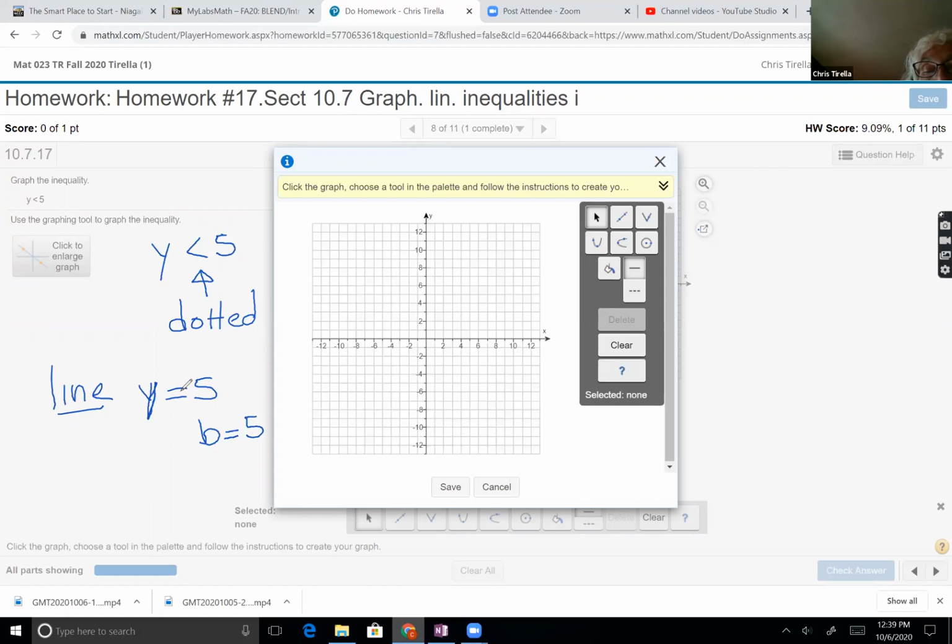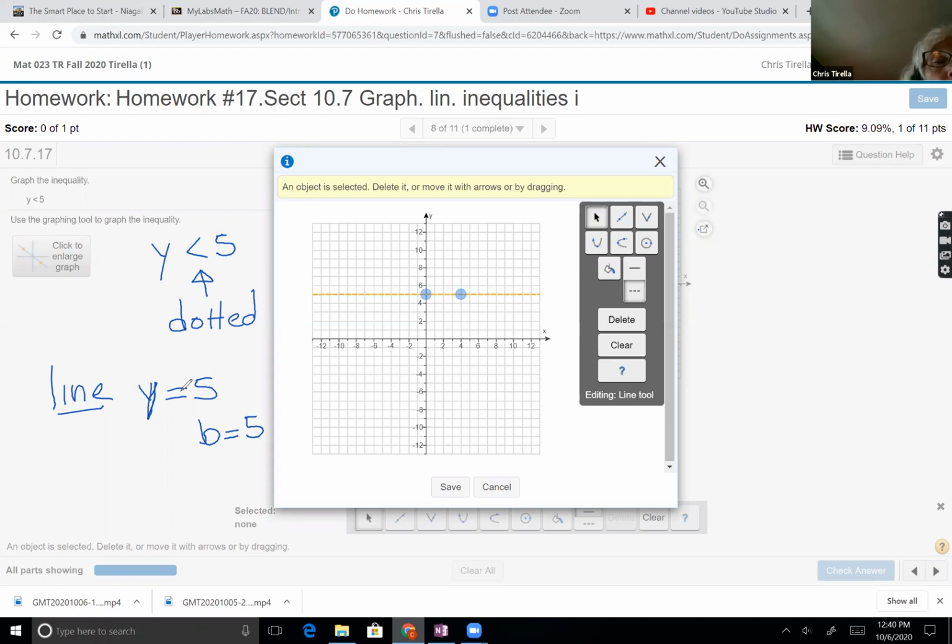So this time I'm going to pick the dotted line tool. I'm going to begin at 5, and I'm going to get a horizontal, whoa. Oh, I got to pick the line tool. That's why it's not working. I'm going to begin at 5, and I'm going to make that horizontal line. And does everybody remember if it's just y equals with no x, it's a horizontal line.